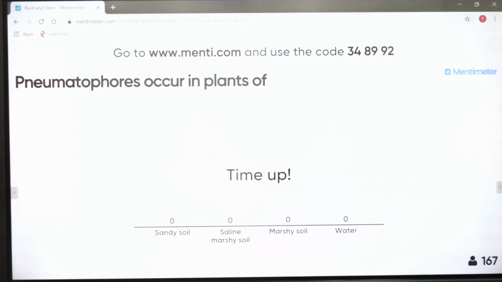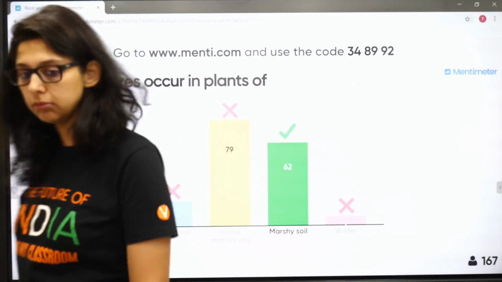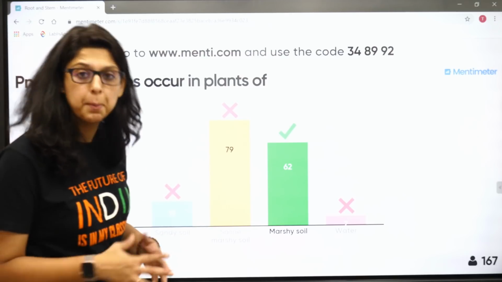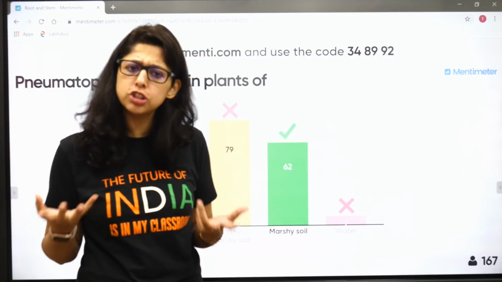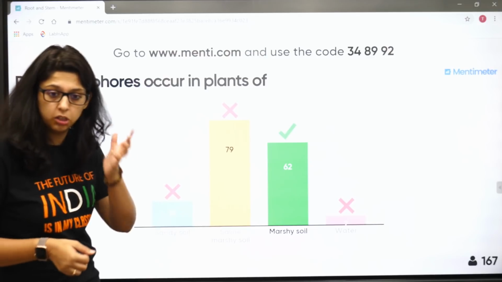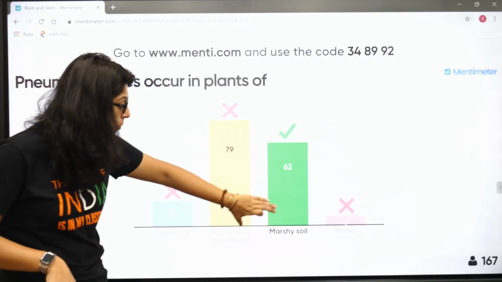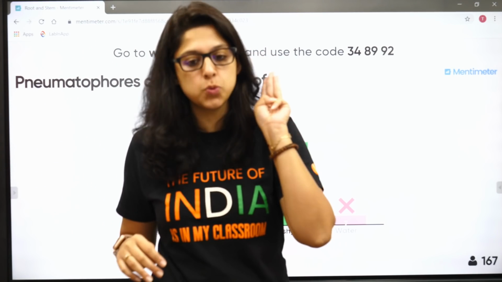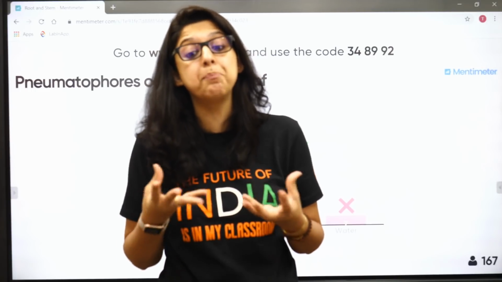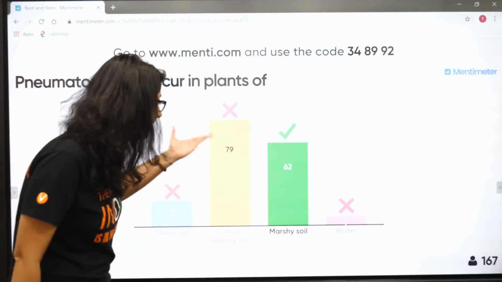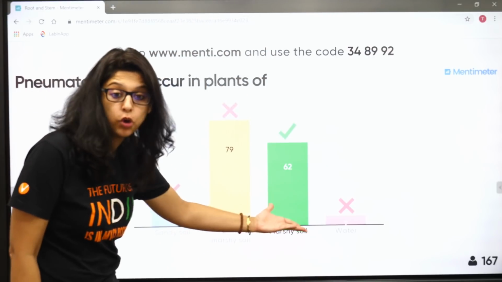Come on, time is up. So what are pneumatophores? Saline, maybe, maybe not. Freshwater also. They could be saline, maybe saline, maybe not. No problem. Is it clear? But they have to be in marshy soil. Sandy, no. Water, no. So you have 3 common plants which come in MCQs. Please pay attention. Swampy soil. It's not saline. Swampy. See, 79, 19. 7 of you have made mistakes.